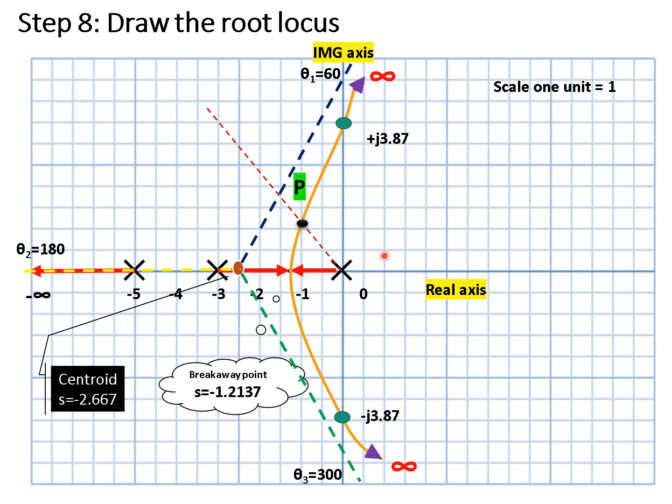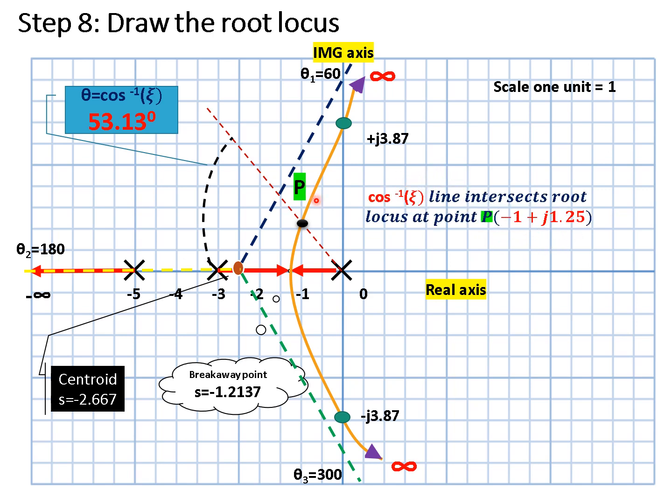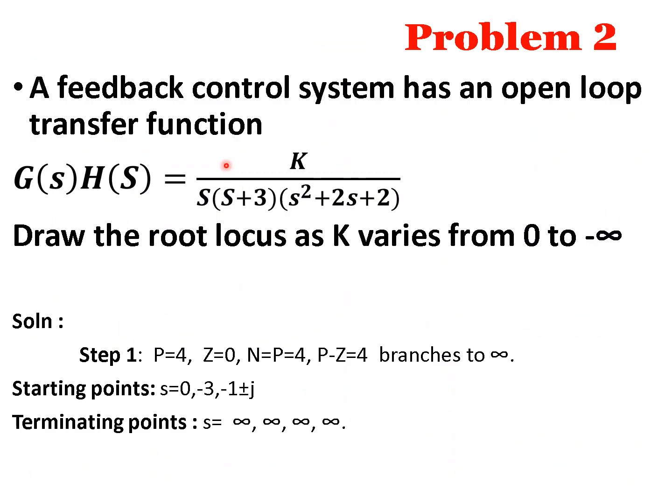Now by using cos theta, they have given the zeta value as 0.6, and if we substitute zeta as 0.6, the angle is 53.13 degrees. For 53.13 degrees we just need to draw a line and we get a point P on this line, and this point P is the dominant pole, which is -1 plus j1.25. So we are finding the root locus by drawing this, and the line intersects the locus at the point -1 plus j1.25.